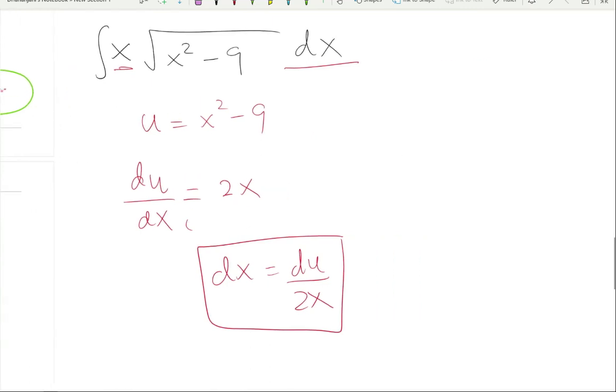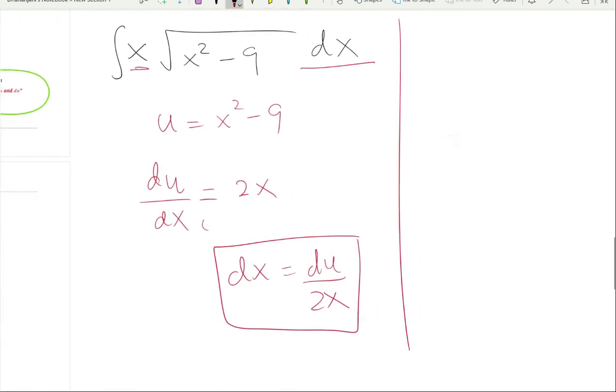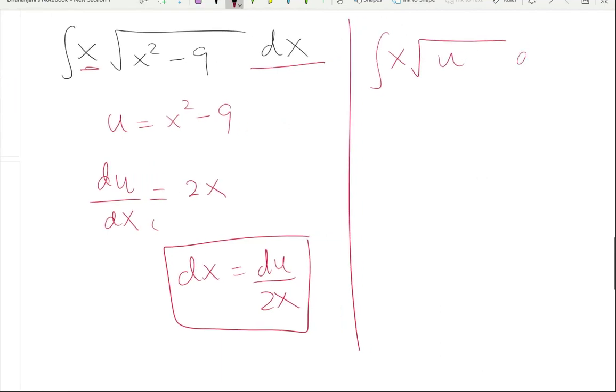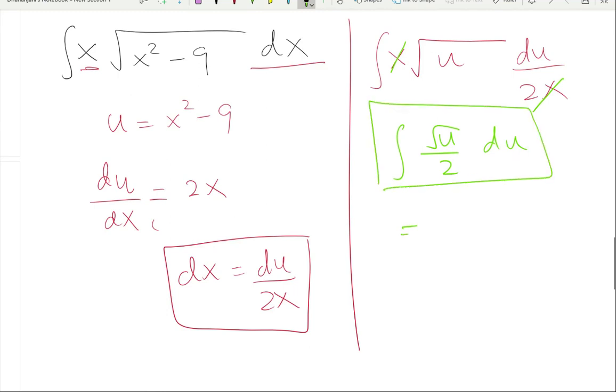Now let's replace. Let's rewrite the integral. So write x. First replace the inside function with u: x square minus 9 is u. dx is du over 2x. Now do I cancel out x? Yes. Do I cancel out something? See that cancellation by yourself. So this is square root of u over 2. Now my integral is only in terms of u.